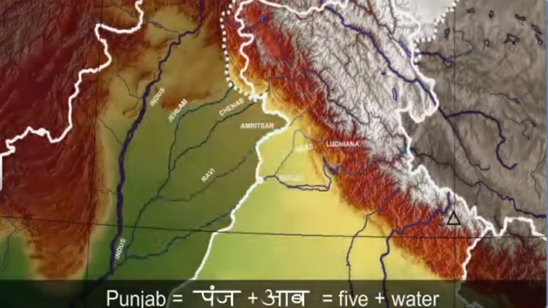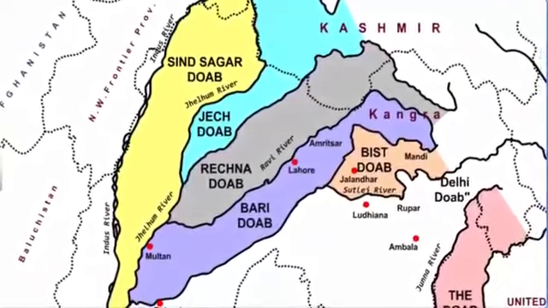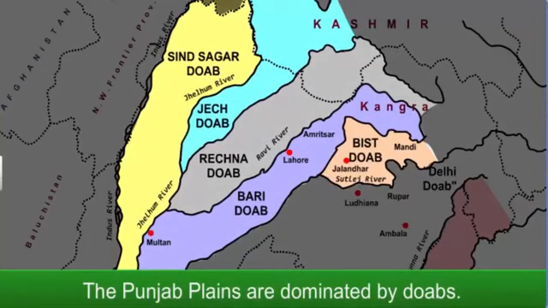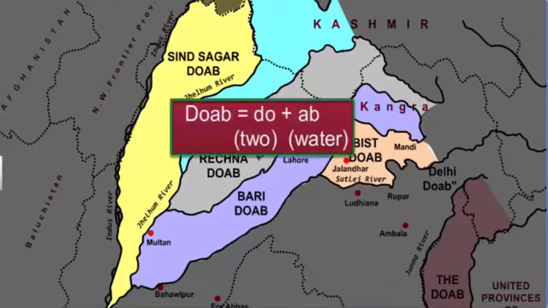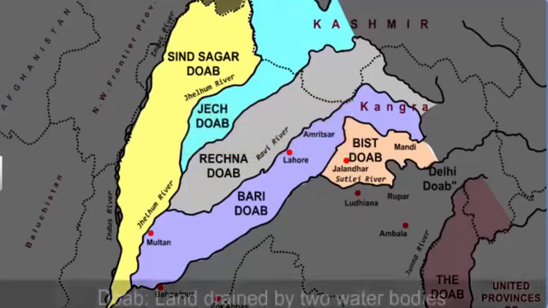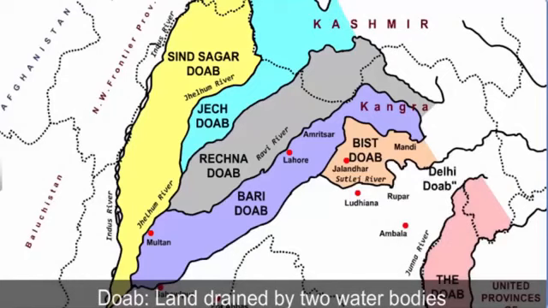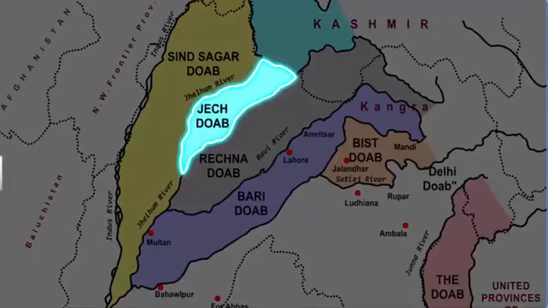In fact, this section of the northern plain is dominated by doabs. Do means two and ab means water. So, a doab is a piece of land drained by 2 water bodies. The map shows the doabs that comprise Punjab. For example, Geo Doab lies between the Jhelum and the Chenab river.